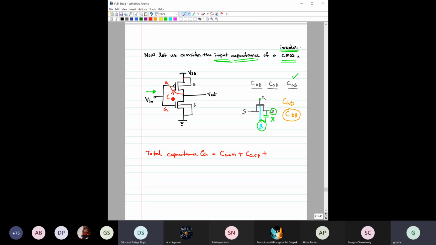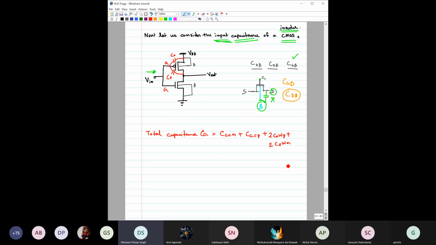But this overlap capacitance, that is C naught, would be the same as this overlap capacitance, because the width is the same on the source side and the drain side for PMOS. So that way I can definitely say that this component should be there. At the same time, this component should also be there. Please tell me if I'm wrong here. Am I wrong here?